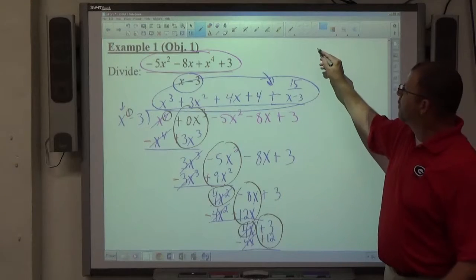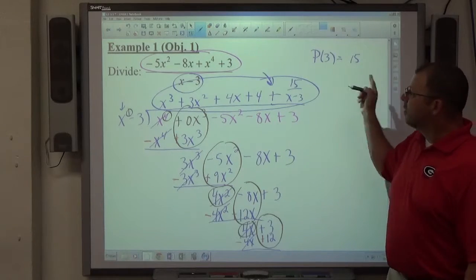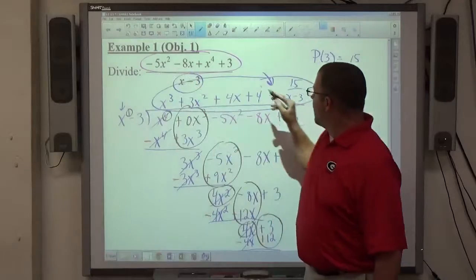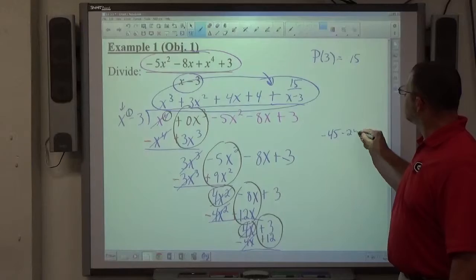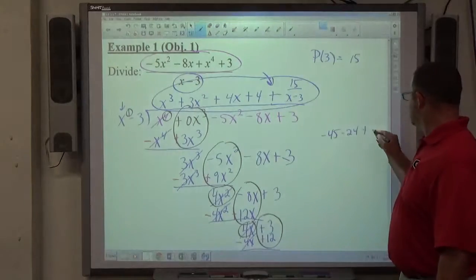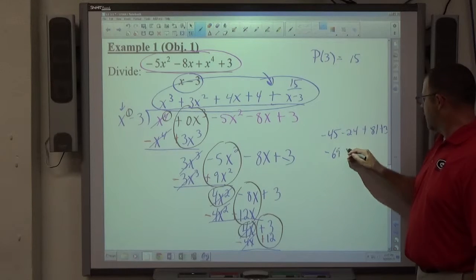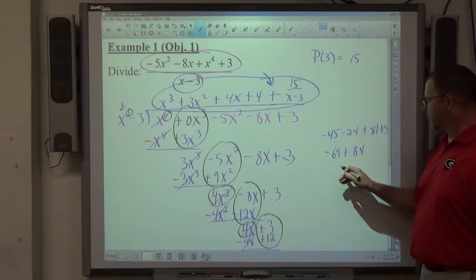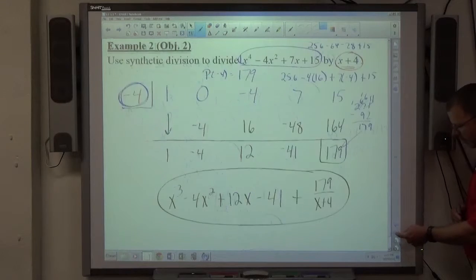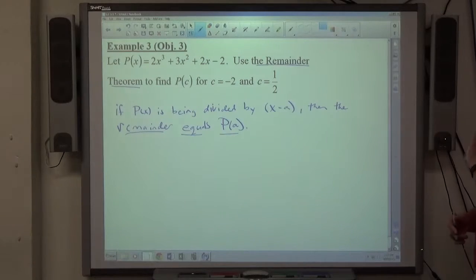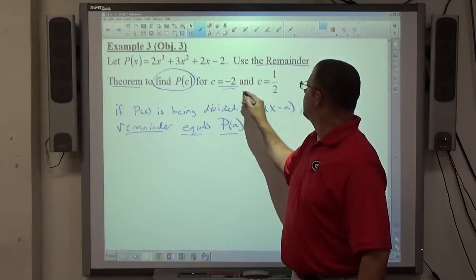Okay, look at this one. If I did P of 3, what should it equal? 15, the remainder, right? Check it out. 9 times negative 5 is negative 45. 3 times negative 8 is negative 24. 3 to the 4th is 81. Plus 3, right? This makes negative 69. That makes positive 84. Negative 69 plus 84 equals 15. Okay, the remainder theorem is all it's saying is that the remainder is the answer to the polynomial, or the functional value. So it tells me to find P of c for c equals negative 2 and c equals 1/2.